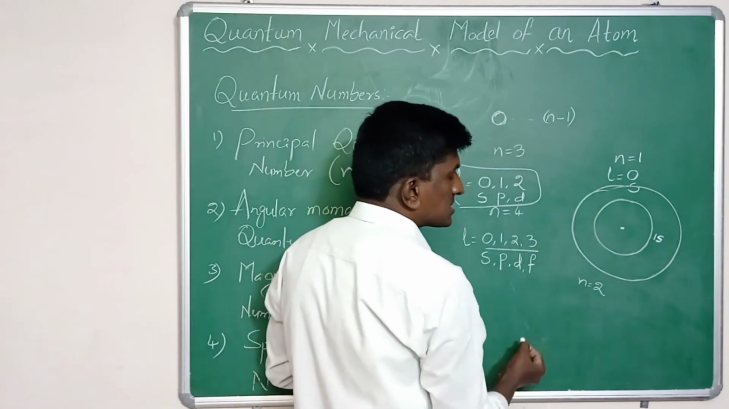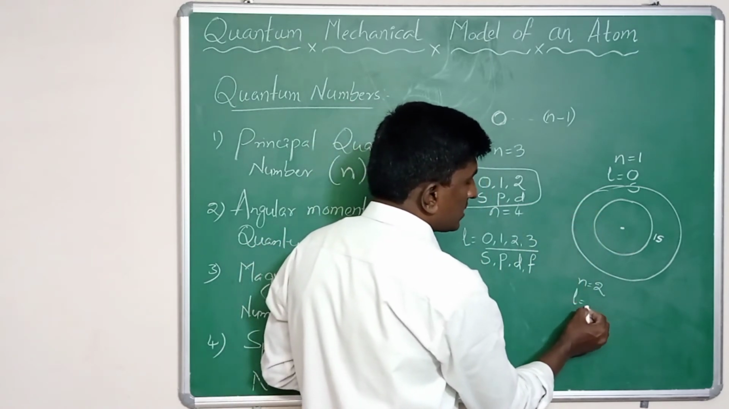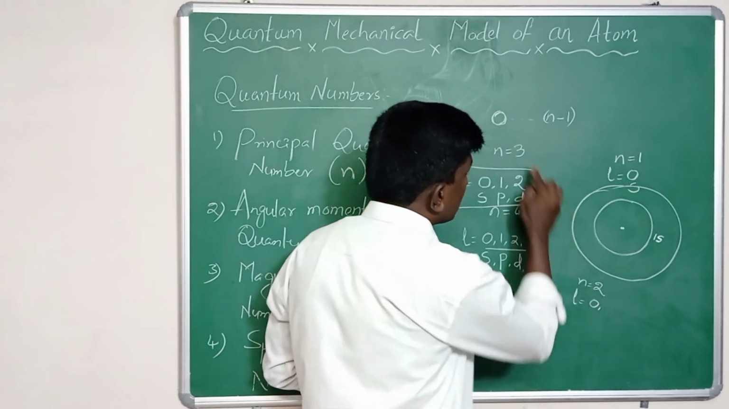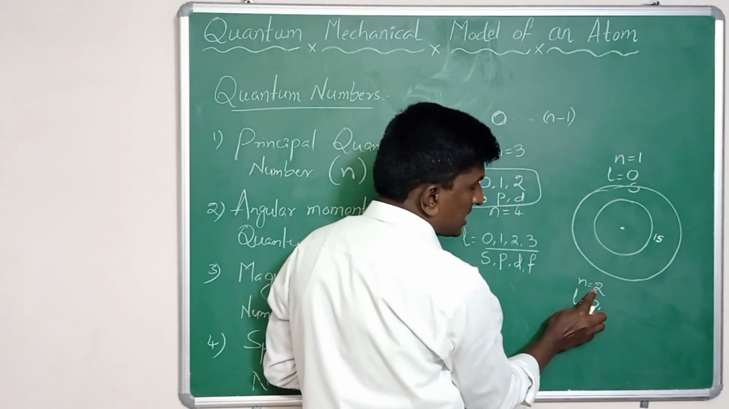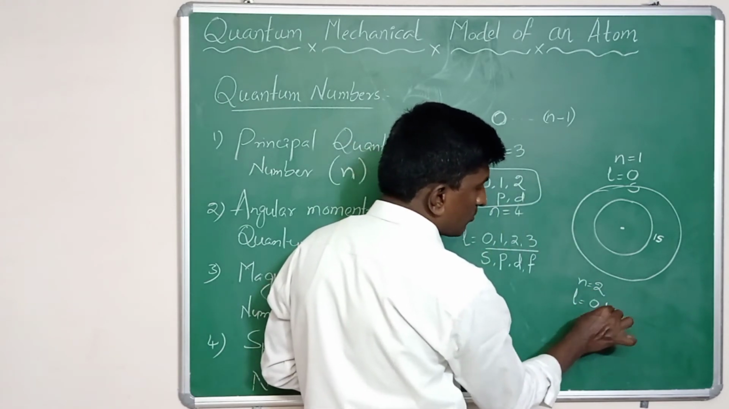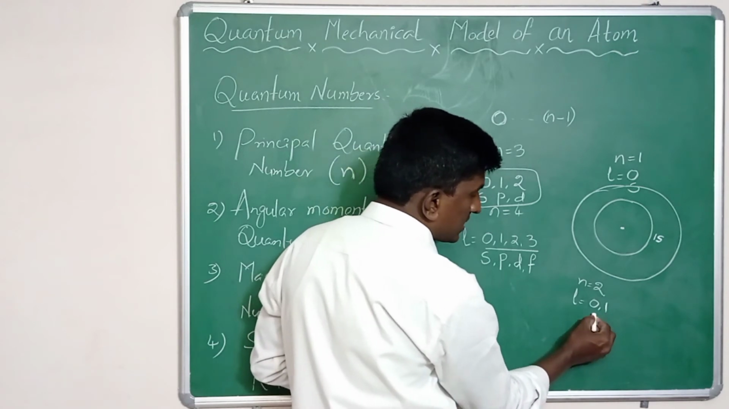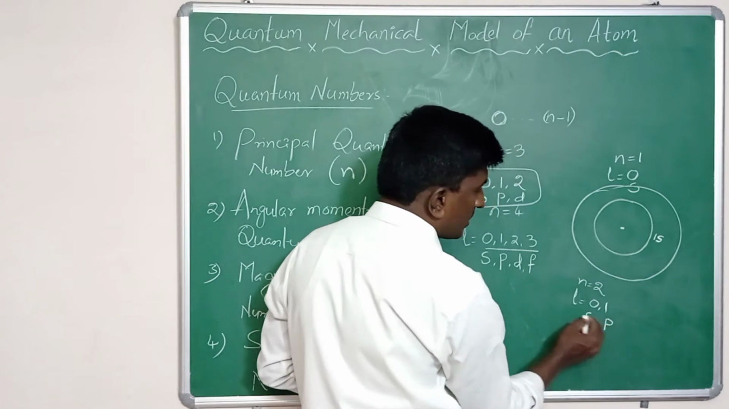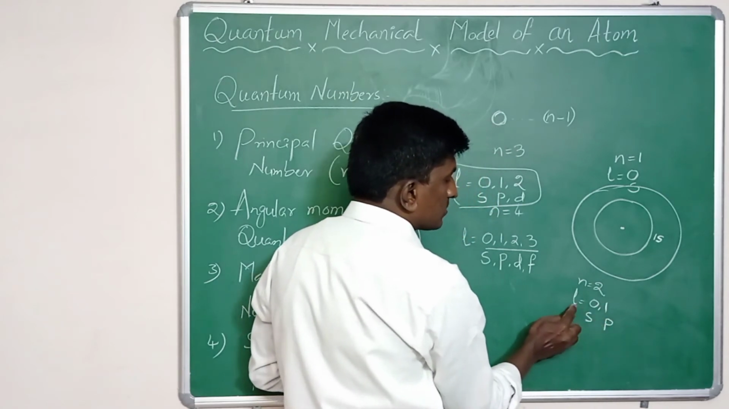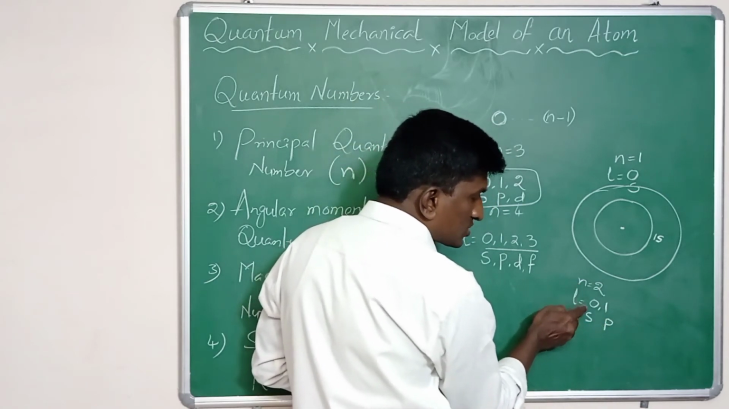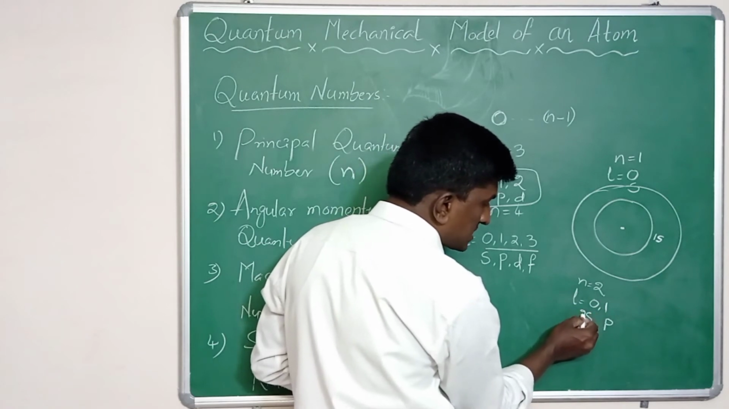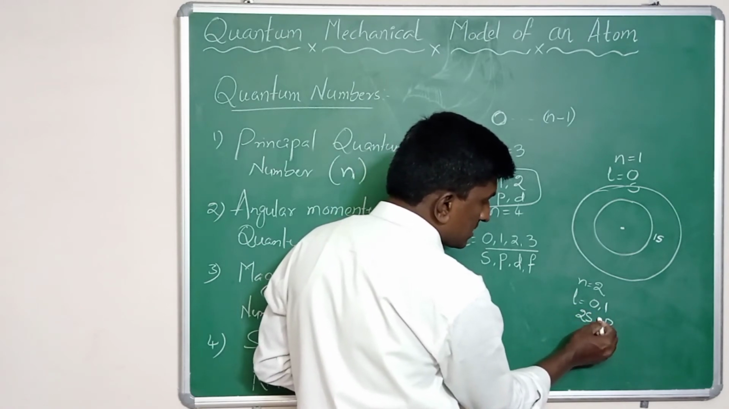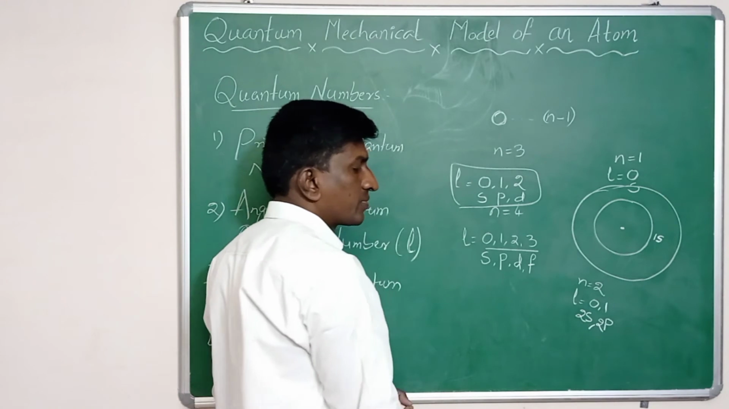Then how many subshells are there, or l values are there? Minimum value 0, maximum is n minus 1. So 2 minus 1, 1. So 2 subshells are there. These are s, and if l equal to 1, that is p. So these subshells belong to the second orbit, so represented as 2s and 2p.